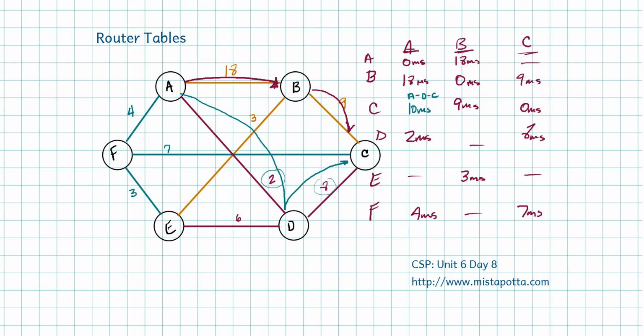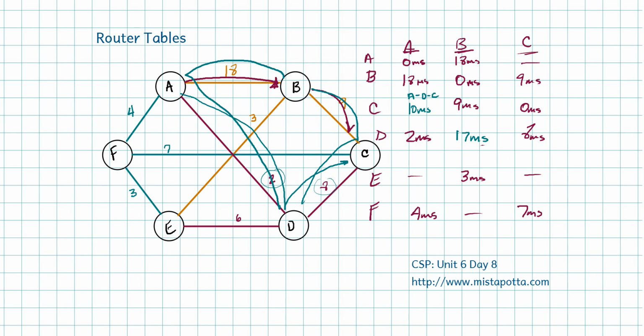Now, similarly, B can ask how to get to D, because B has no connection to D. So B will ask its neighbors. B will ask A, hey, how do you get there? B will say, oh, 18 plus 2, which gives me 20 milliseconds. It'll ask C how to get there. It's going to say, oh, 9 plus 8, which is 17 milliseconds, and that 17 milliseconds is the best way. And so what's going to happen is that these times are going to be updated by each server asking its neighbors what the most effective way is.